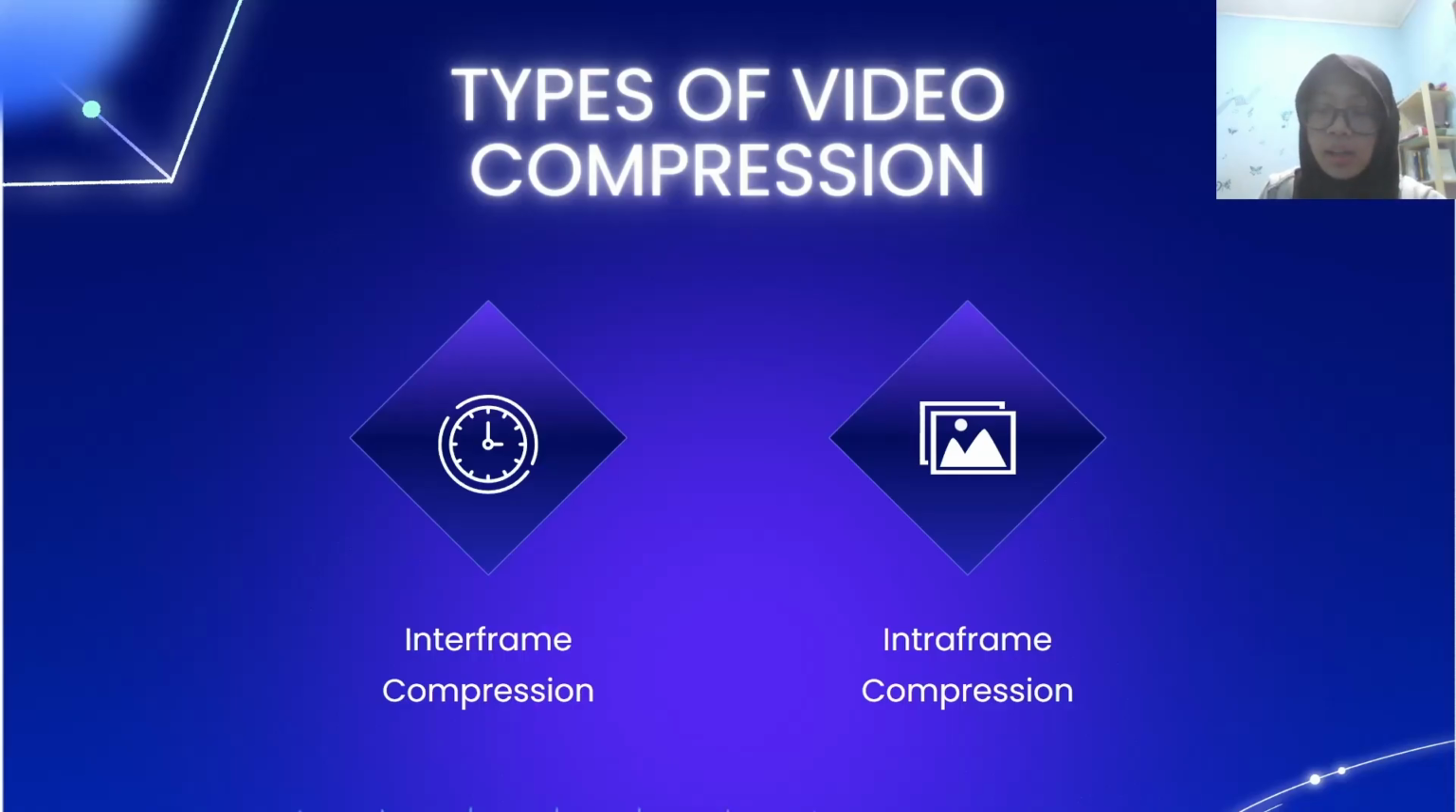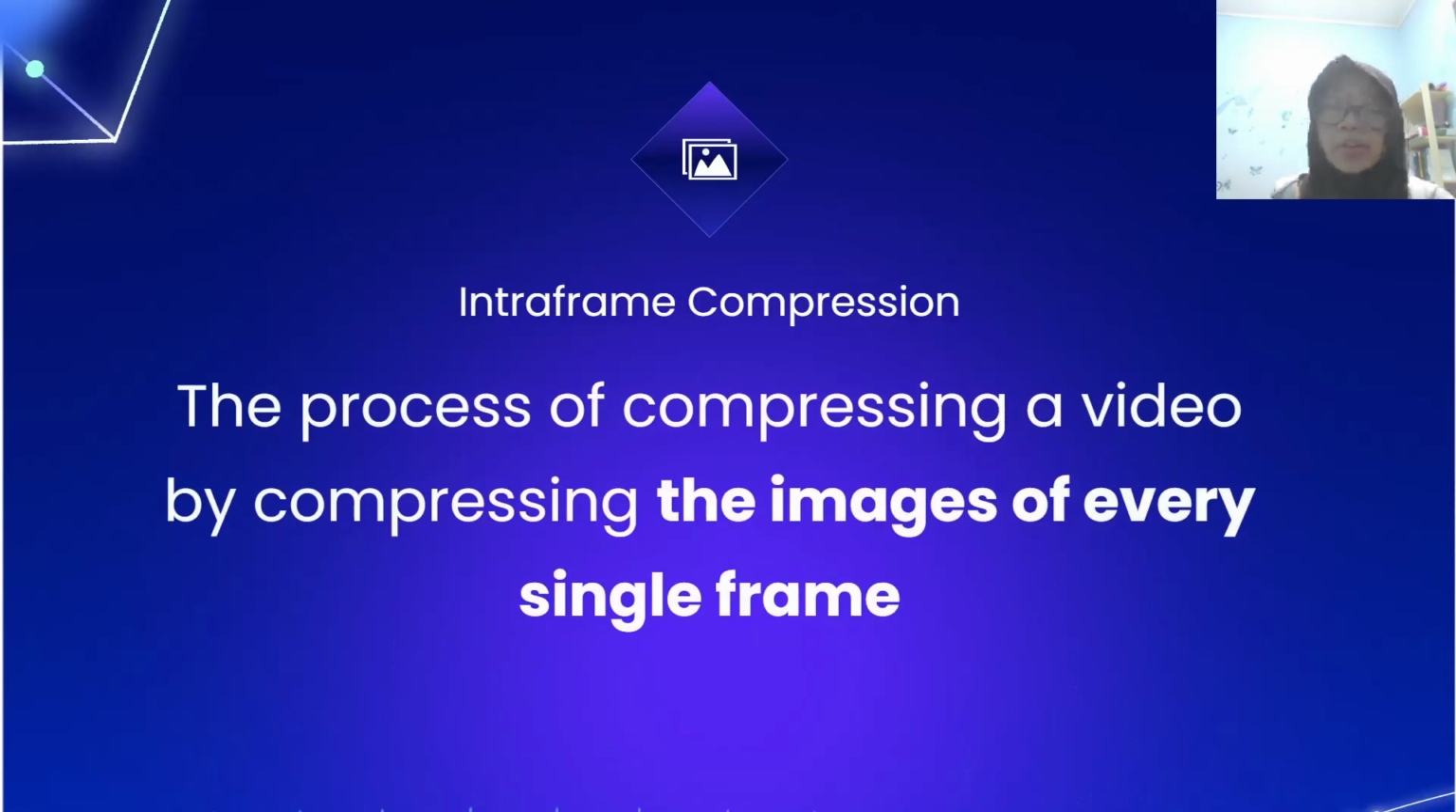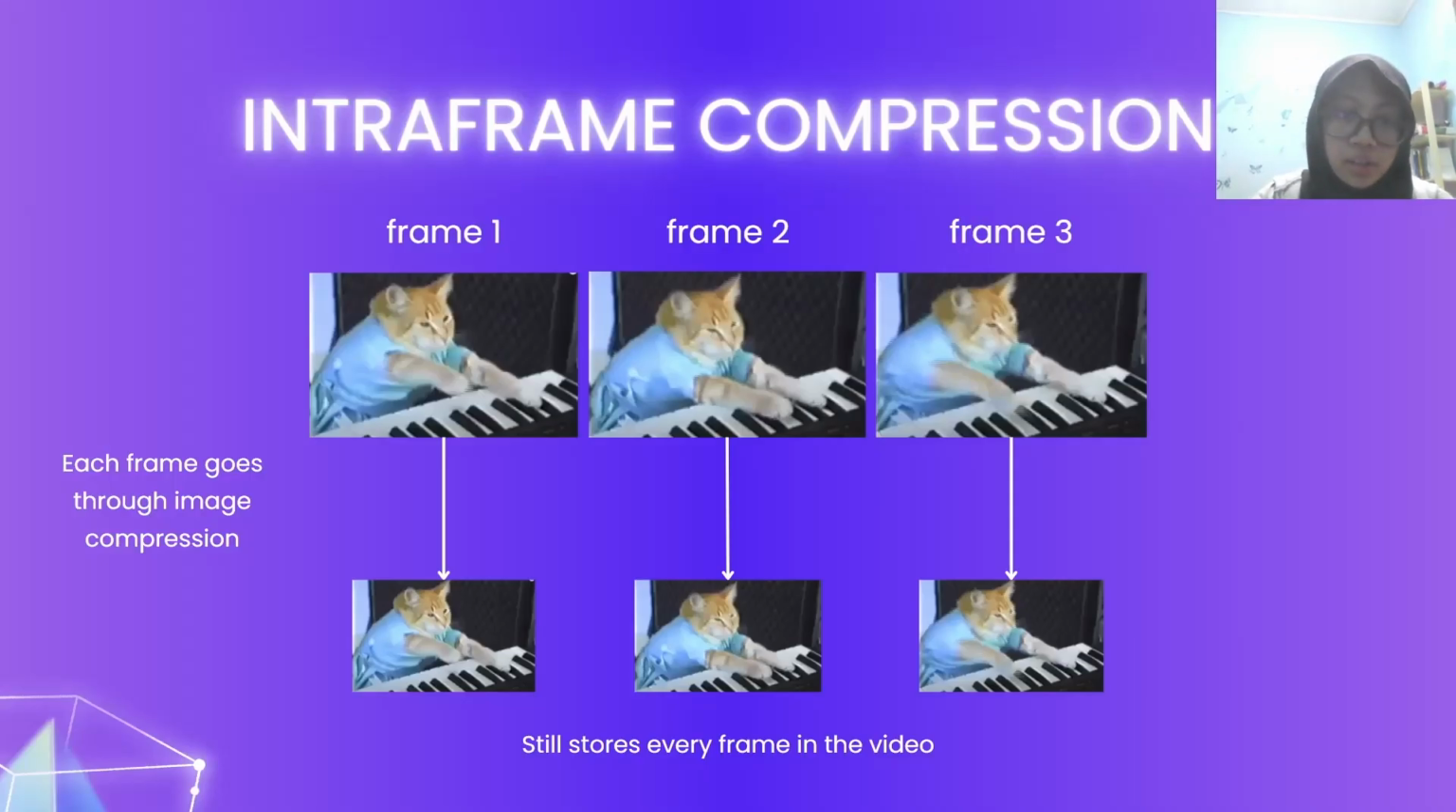Then we learned that there are two types of video compression. The first one is interframe compression, and then the second one is intraframe compression. So the first one we'll talk about is intraframe compression. Intraframe compression, also known as spatial compression, is the process of compressing a video by compressing the images of every single frame. So as we can see here, each frame of the video is basically a picture. It's an image, and we compress each frame of the video to a smaller size, and it'll help to reduce the file size.